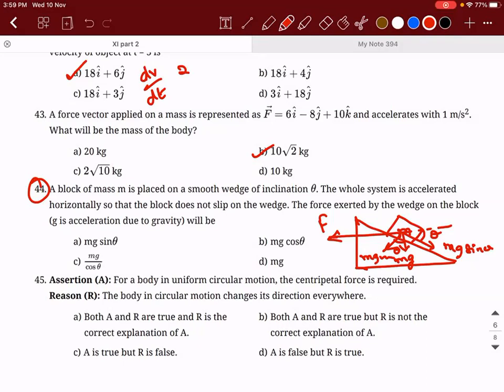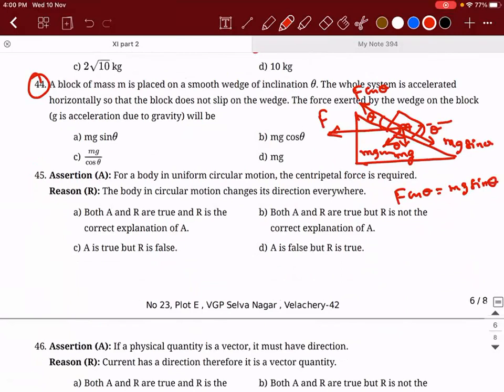Right. So how can you resolve it? The block should be stationary with respect to the object. So this will be F cos theta. So F cos theta should be equal to mg sin theta. Right. Then they're asking what is the minimum force only, right? The force exerted by the wedge on the block.